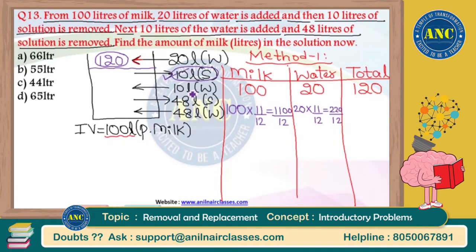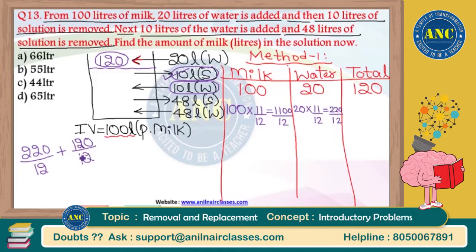Now, what is step number 3? I need to add 10 liters of water. Now, already how much water is present? 220 divided by 12 liters of water is present, and I need to add 10 liters of water. Now, can I say this 10 as 120 by 12? 120 by 12 is nothing but 10 only, right, sir?